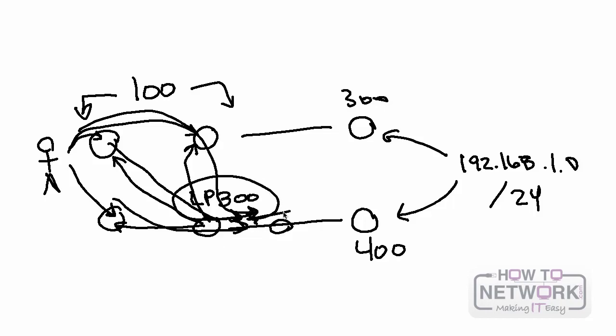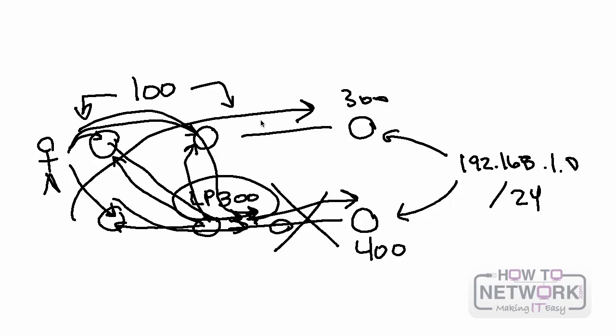Now that being said, if the router or the circuit failed between ourselves and AS400, then instead of using that path, they would use the backup path, which has the lower local preference, and they would go out to autonomous system 300.